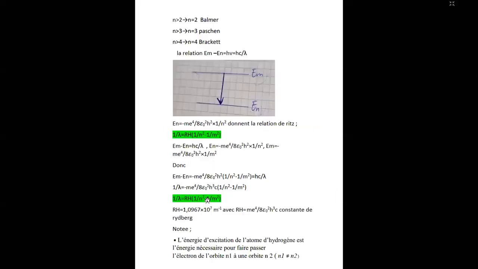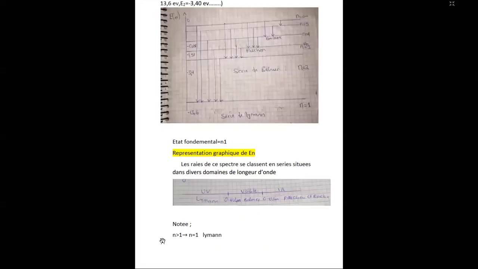You should always note that n must be greater than one, which implies that for n equal to one, Lyman, which is what I was explaining, when I excite an electron here, this electron must always go to a position where n must be greater than one. It can go to n equal to two, three, four, five, or infinity. That's where it should go. n should always be greater than one if I excite it.